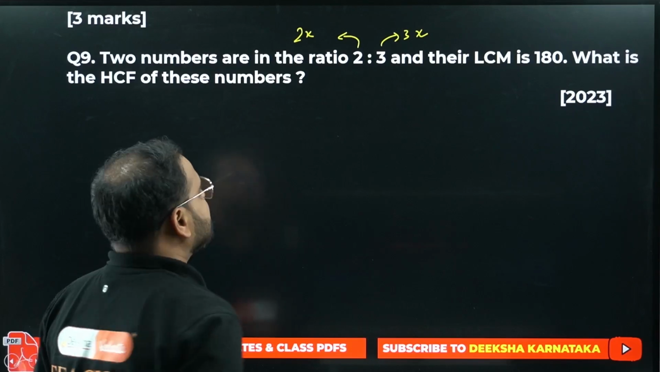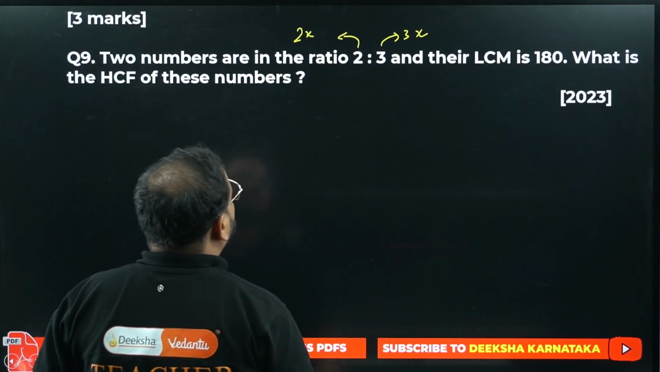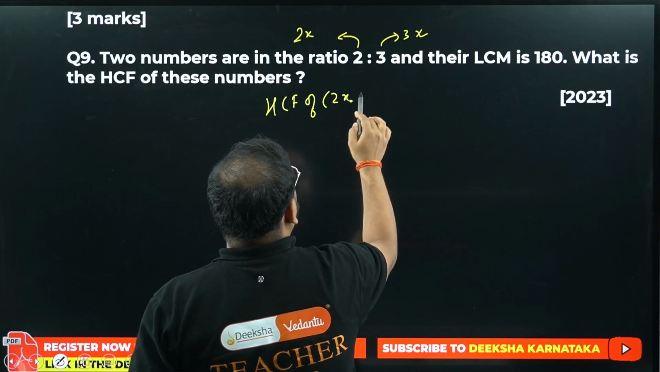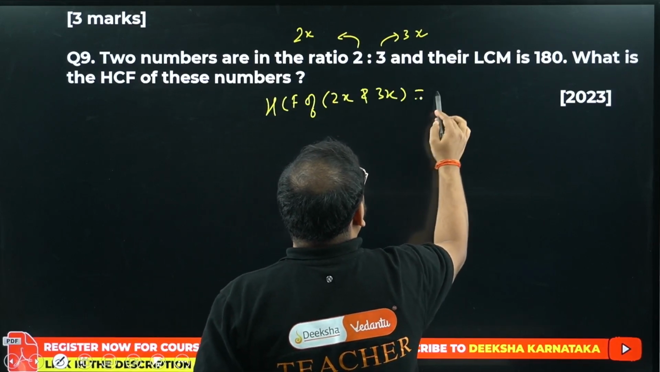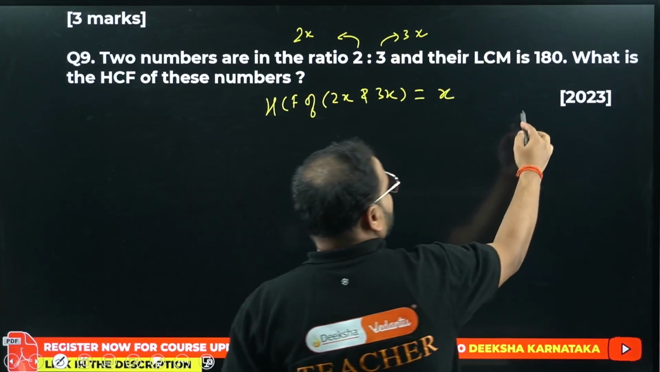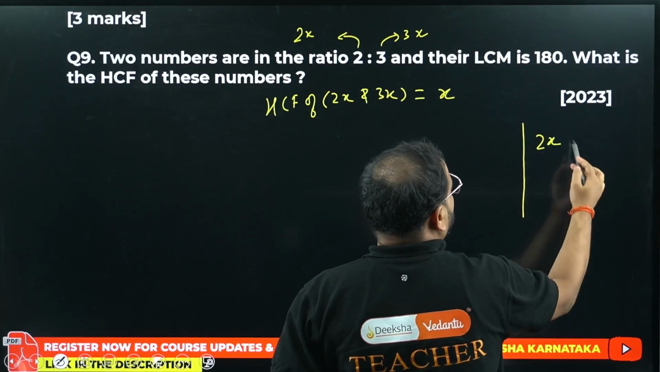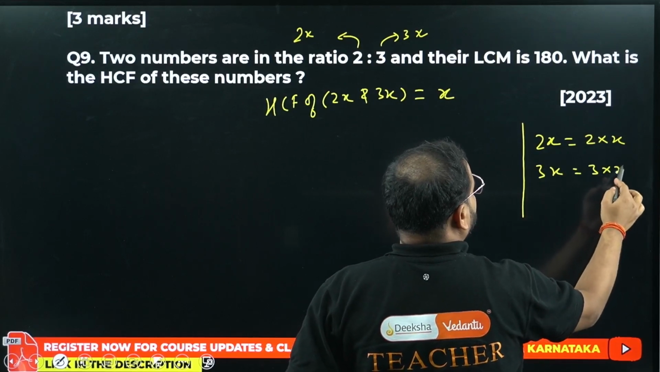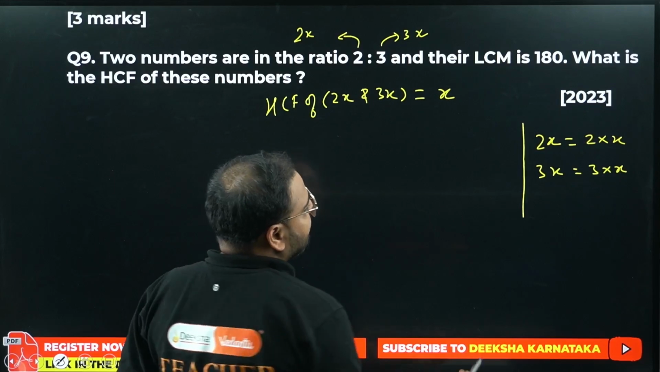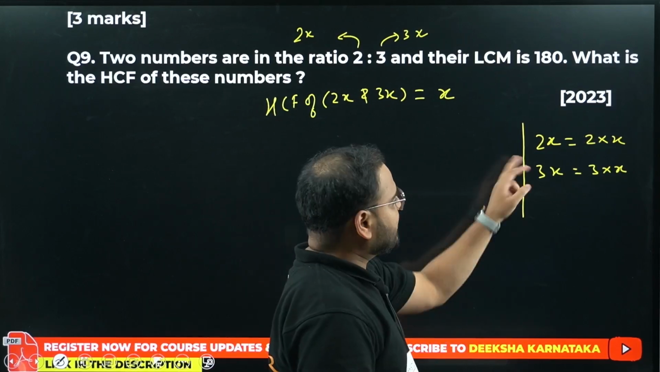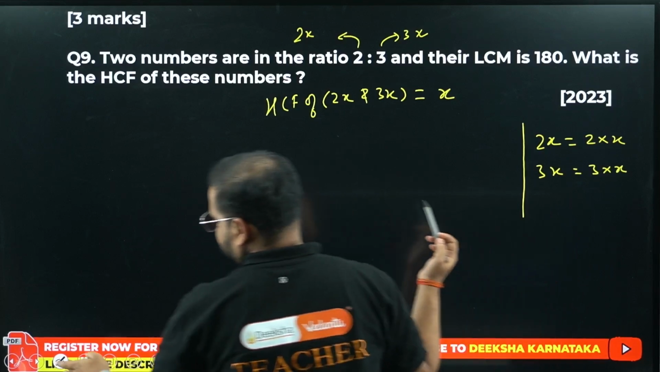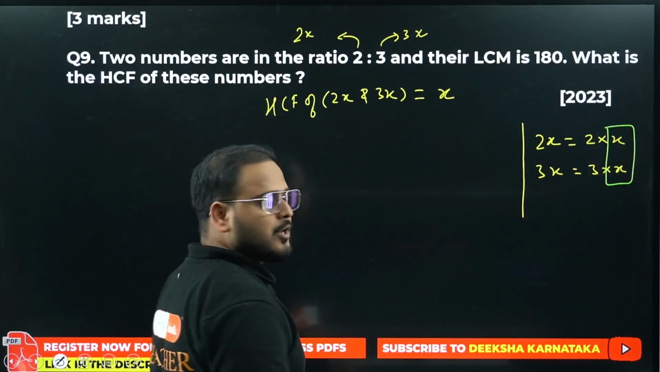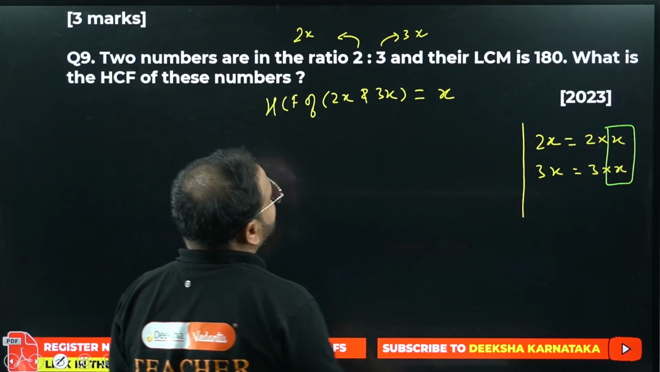LCM is 180. Okay, what is the HCF? So first of all, HCF of 2x and 3x would be what, bacha? Would be x only, no? Any confusion over here? Have a look. How will I write 2x? 2 times x. How will I write 3x? 3 times x. Correct. So in that case, the highest common factor possible for the given 2 numbers is going to be x only. That's why x is the HCF.